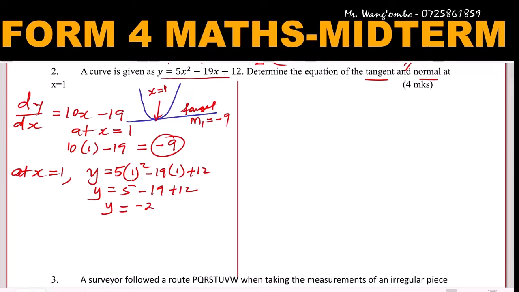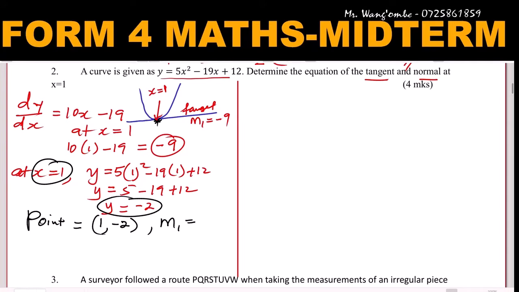So now we have the point where that tangent will pass. So x is equal to 1, y is equal to negative 2. So the point therefore will be, when x is 1, y is negative 2. So that is the point where the tangent is going to pass. So it is actually this point that you can see here. And then you have the gradient. The gradient is negative 9. So if we have 1 point and the gradient, we can get the equation.